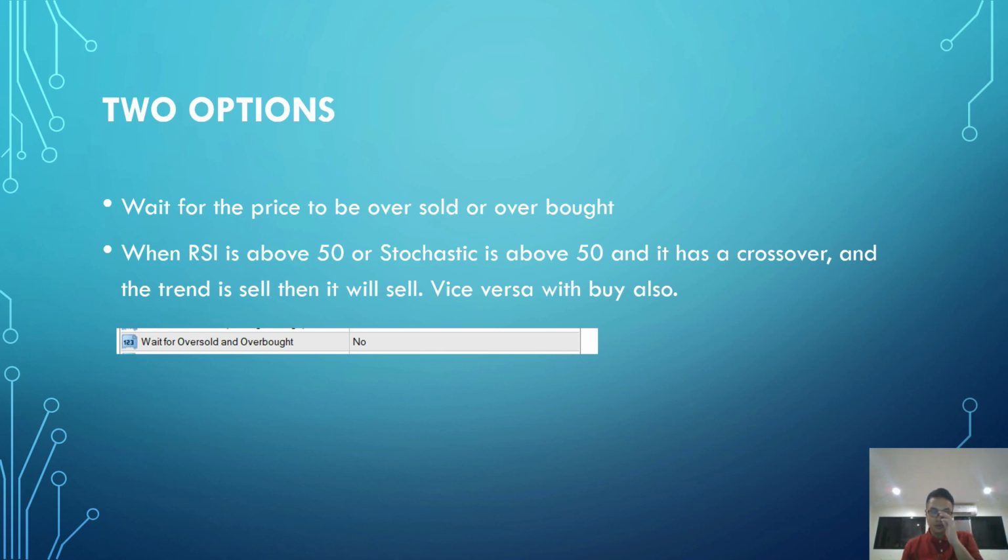So for people who want the robot to trade more, set it to no. If you want better entries, you could set it to yes. But of course, if you set it to yes, you will get lower profit, but much lower DD, or drawdown, than if you set it to no. It's really up to you.